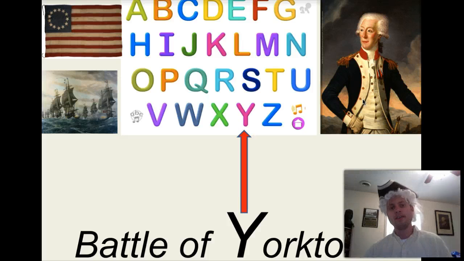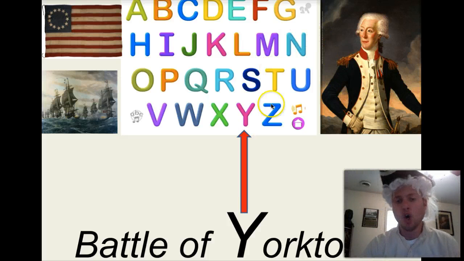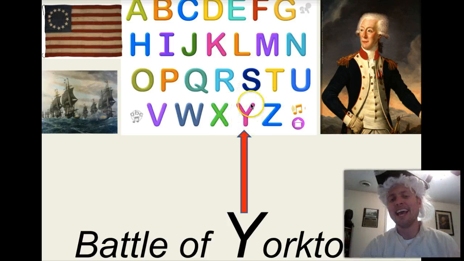Well, don't you worry, because if you think about it, look at the alphabet. Y is towards the end of the alphabet. In Battle of Yorktown, Yorktown starts with a Y, towards the end. So it makes sense that the last battle was Yorktown with a Y.